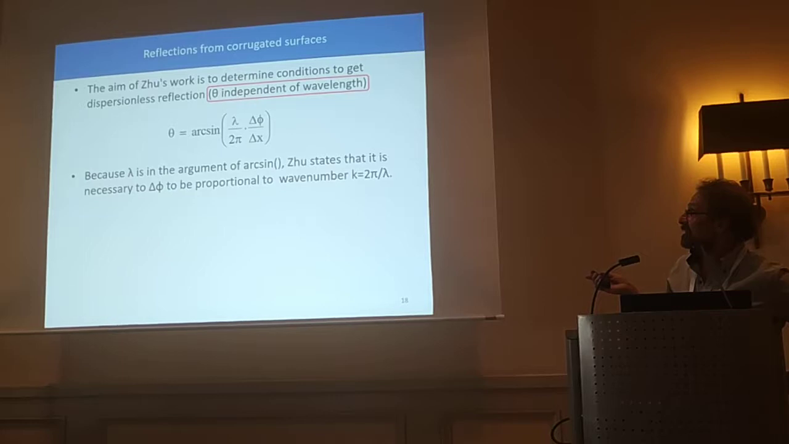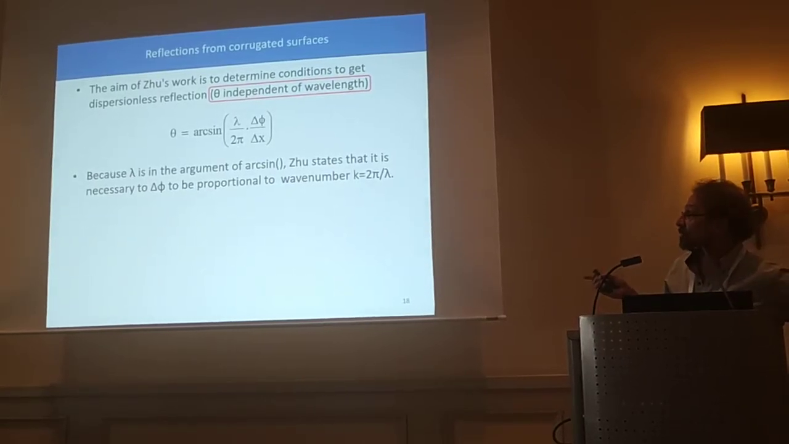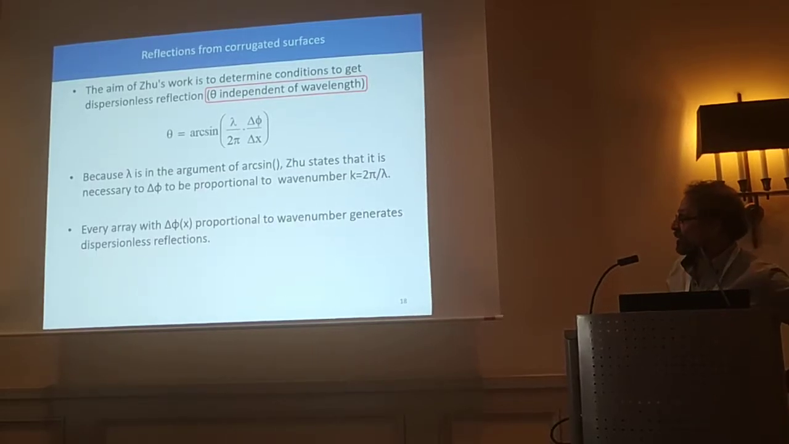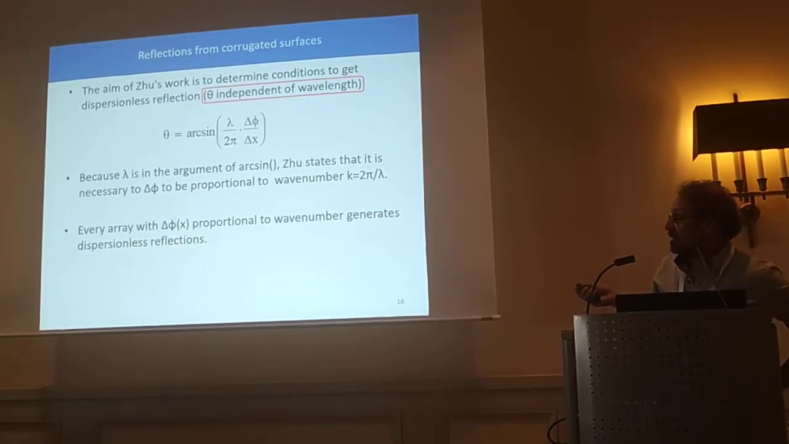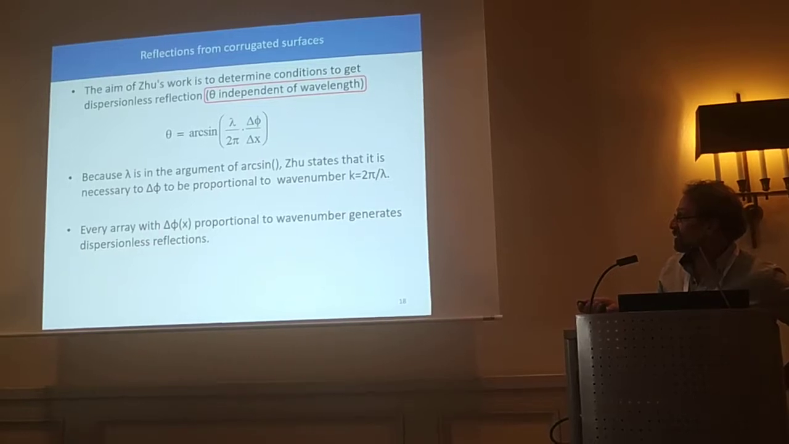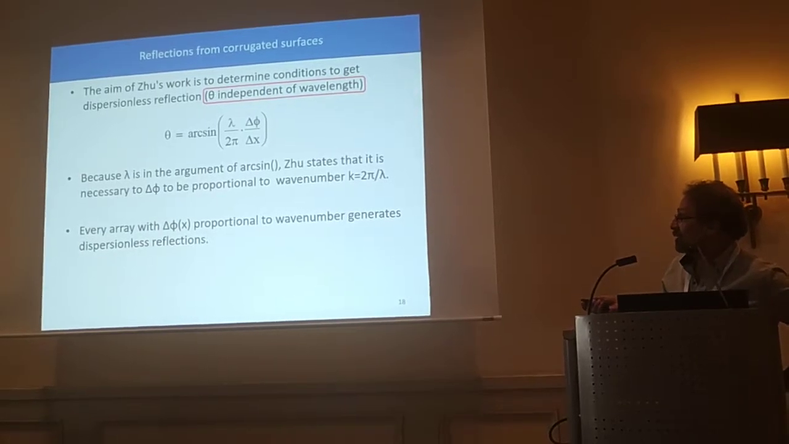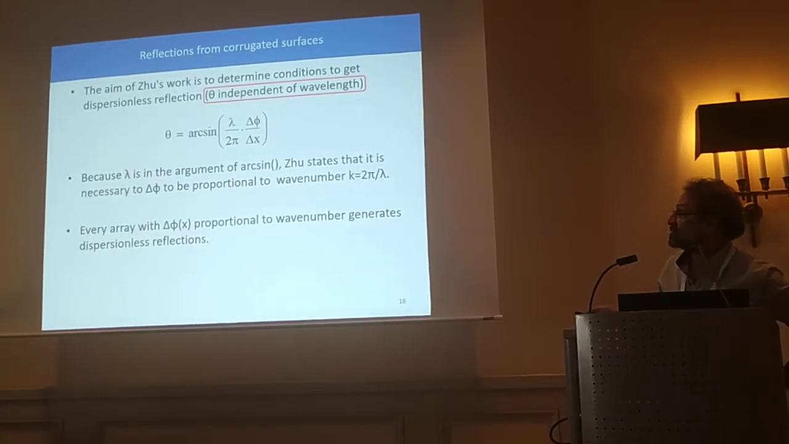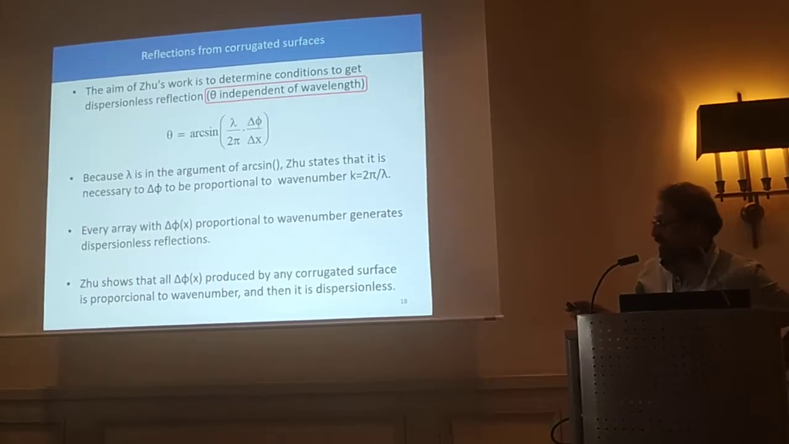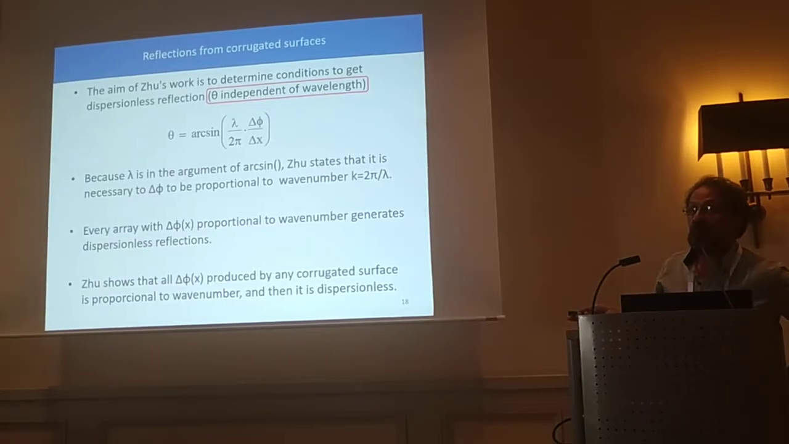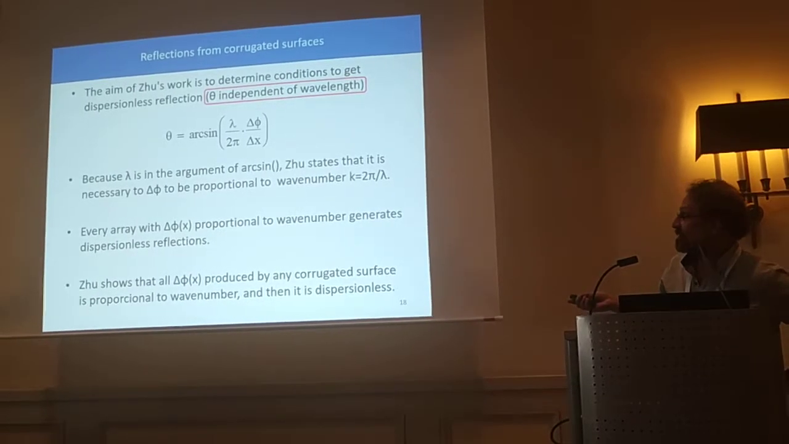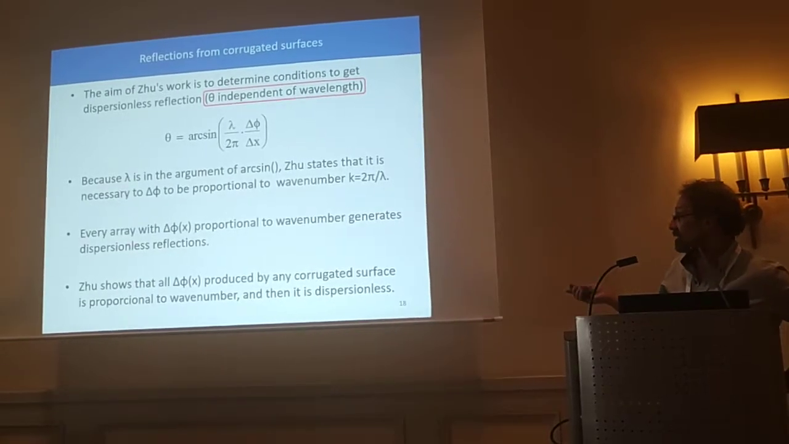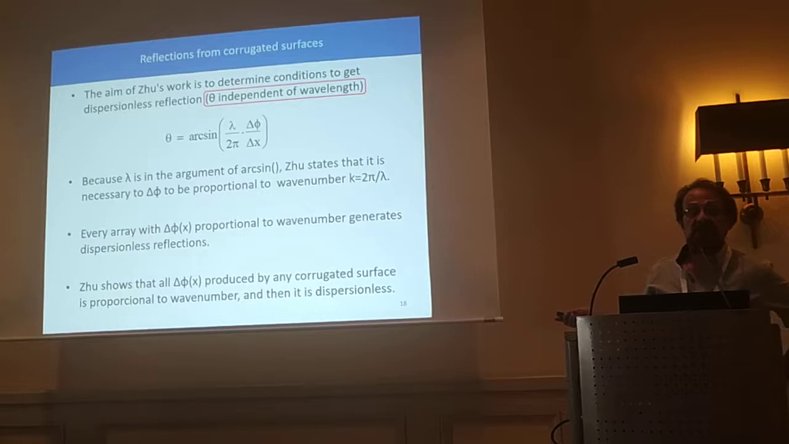Su states that it is necessary for delta phi to be proportional to the wave number to be dispersionless. And he concludes that every array with delta phi proportional to wave number generates dispersionless reflections. Lastly, Su shows that all delta phis produced by any corrugated surface must be proportional to wave number, and then it is dispersionless.